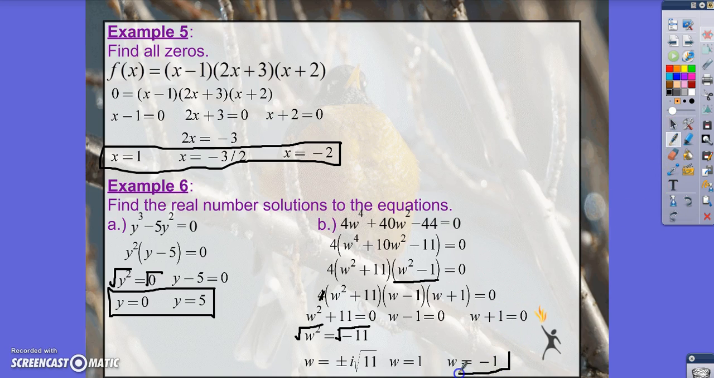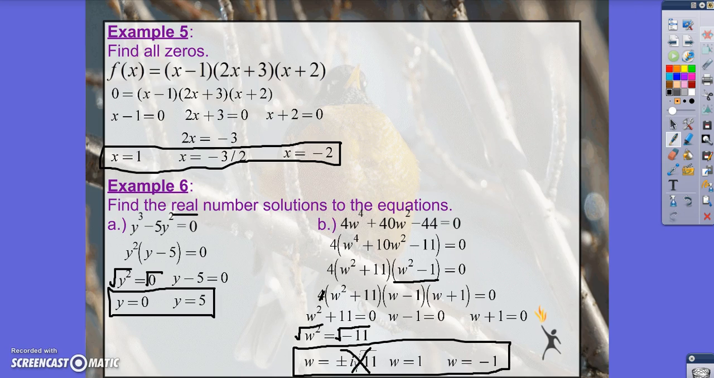One thing I do want to add to it, though. If you notice up top here, it says find the real number solutions to the equations. Is this i a real number? Hopefully you remember, it's imaginary, it is not. So yeah, we did the work to it, but we're going to actually cross it out because it doesn't count. We want real number solutions. All right.